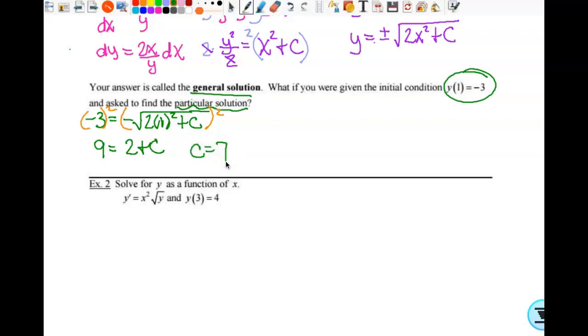So you might think, well, it really didn't matter if I used positive or negative here, but it does because when we write our particular solution, we have y equals negative square root of 2x squared plus 7. Okay, and that's it. So this was my general solution. At that time, we didn't know if it was plus or minus. This is my particular solution because they gave me this here. Okay? What questions do you have?